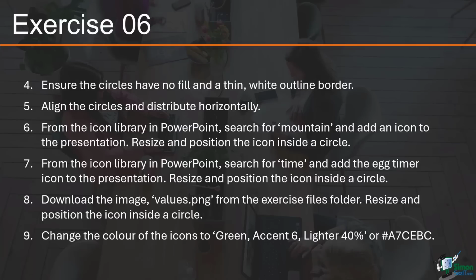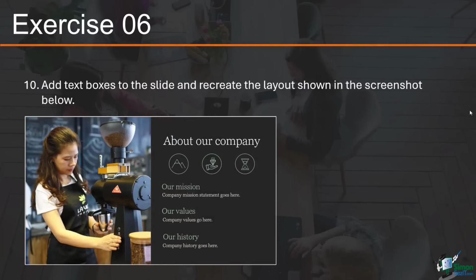So once you have those icons inside those circles, I'd then like you to change the color of the icons to green, accent 6, lighter 40%, or you can use the hexadecimal value that I have listed just there. I'd finally like you to add text boxes to the slide and recreate the layout shown in the screenshot below. So this screenshot is what we're aiming for, so use this as your guide.